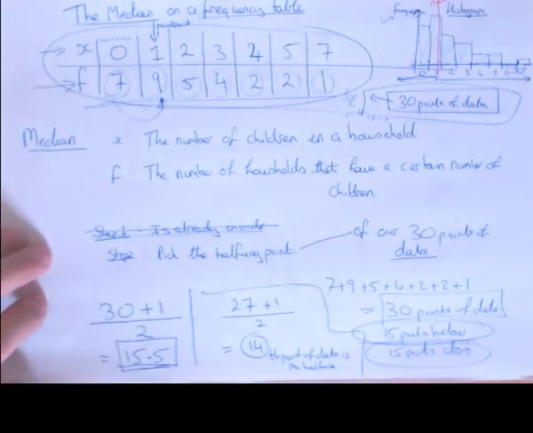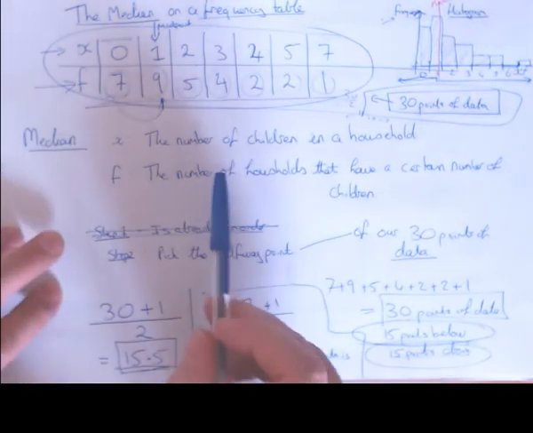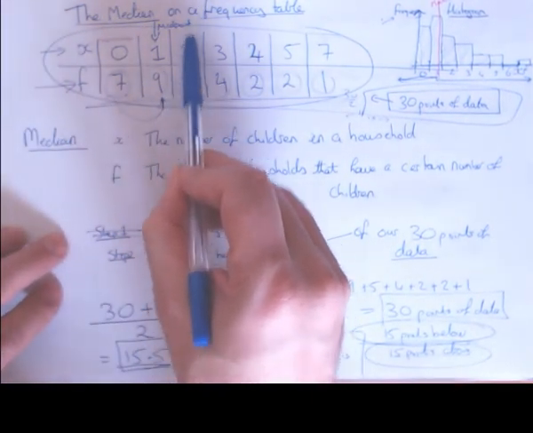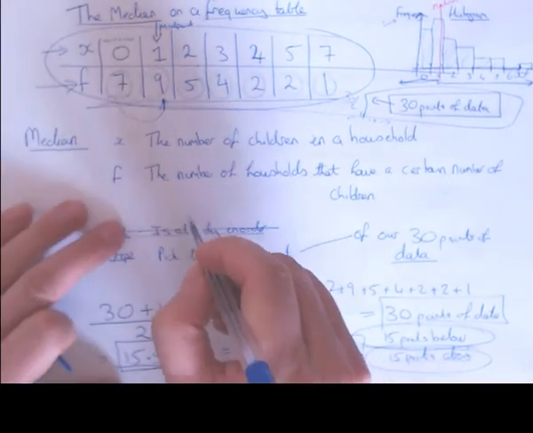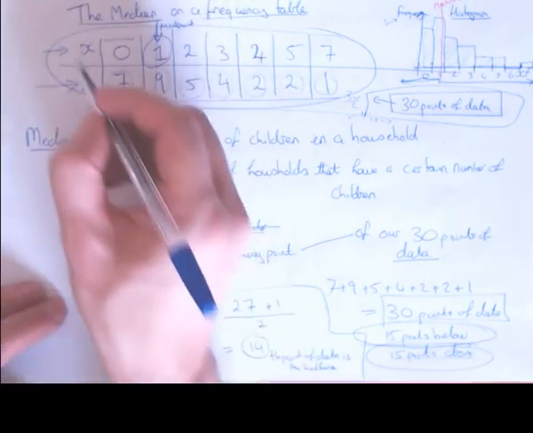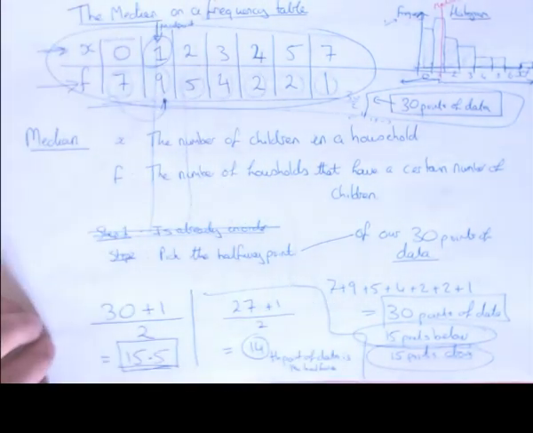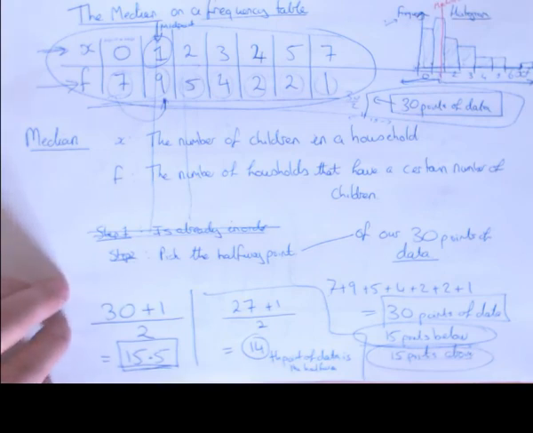Okay, so you do that. Easy peasy. Count these up, add 1, divide by 2, and then go along here until you find which point you're meant to be in. And your median is a data value. Your median in this case is 1 child. 1 child per household is the median number of children per household.